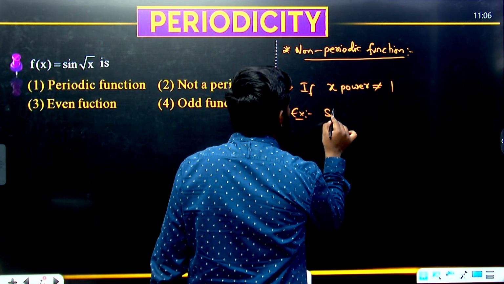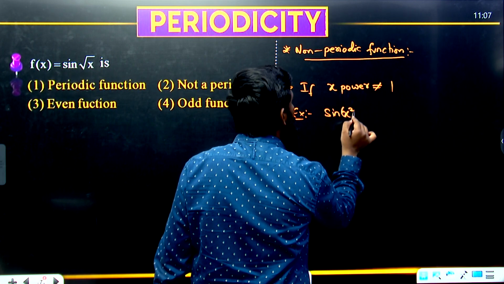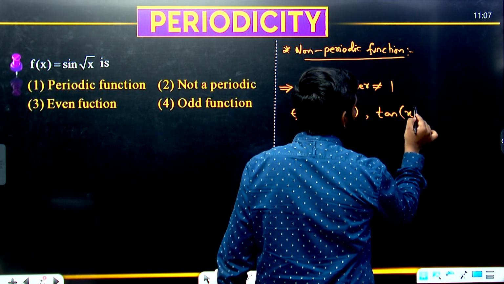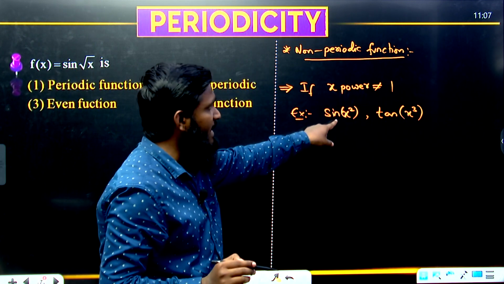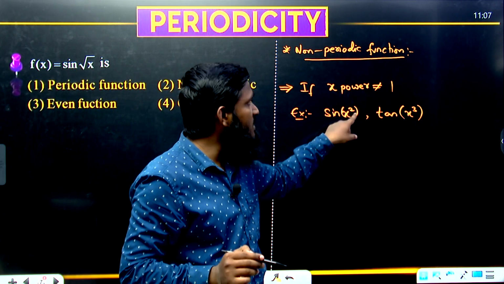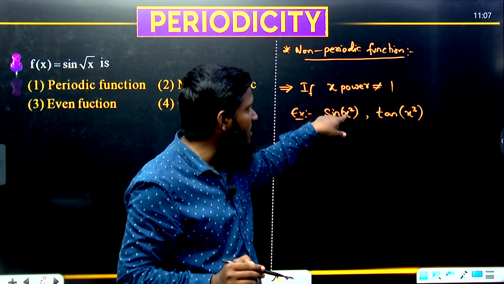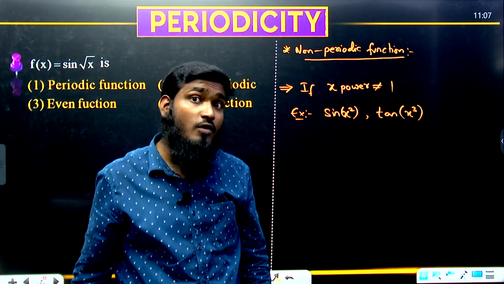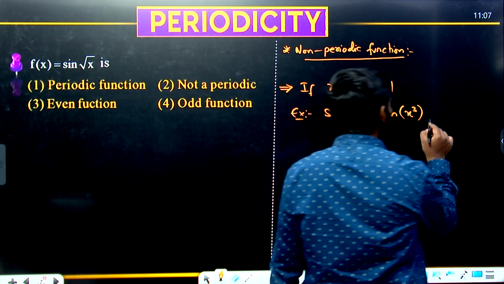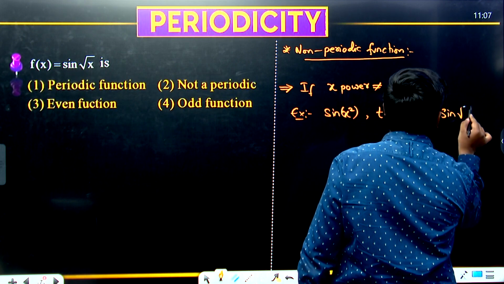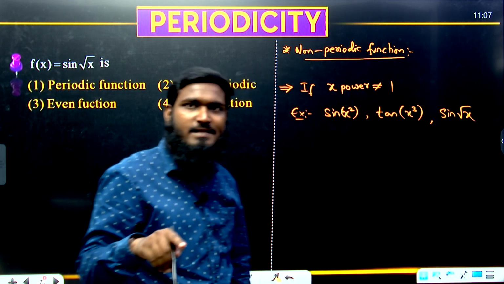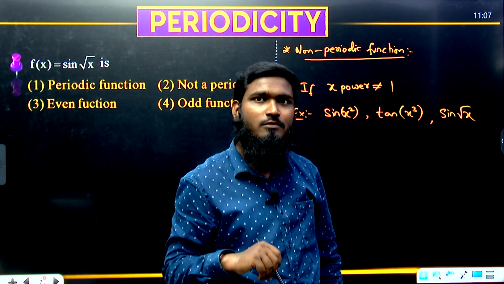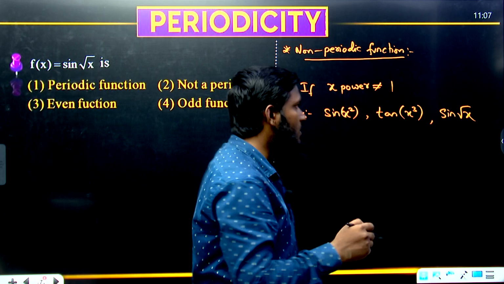Sine x square we have taken, similarly tan x cube. Okay. What is the x power we are having? X power is 2, x power is 3, means it is not equal to 1. If it is not equal to 1, then we have to call it non-periodic functions. Similarly, if you are taking sine root x, what is the x power we are having? X power 1 by 2.